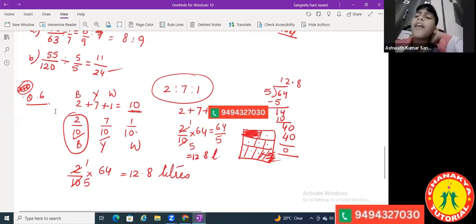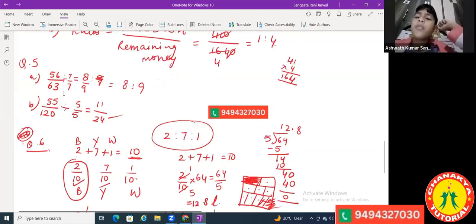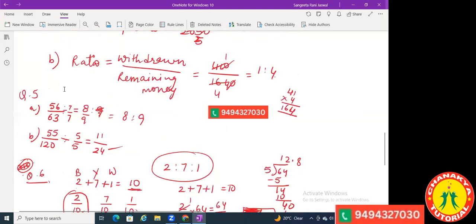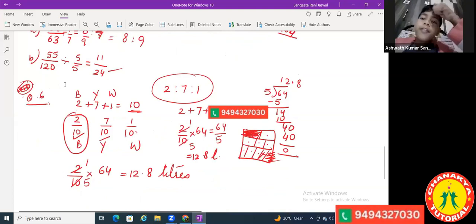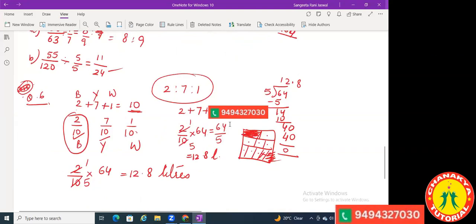Ma'am, why should we divide with the denominator? I divided 64 by 5. And why did I divide? Because 5 was in the denominator. This could not be reduced to any.